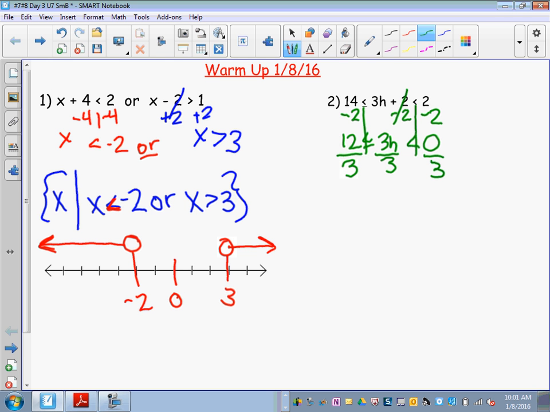Alright, 12 divided by 3 is 4. These signs stay the same, though, because these were positive 3's that we divided by. That reduces to 1h. And what's 0 divided by 3? 0. I have 0 cookies to give to 3 people. Each person gets 0 cookies. Alright, so let's do our number line next.